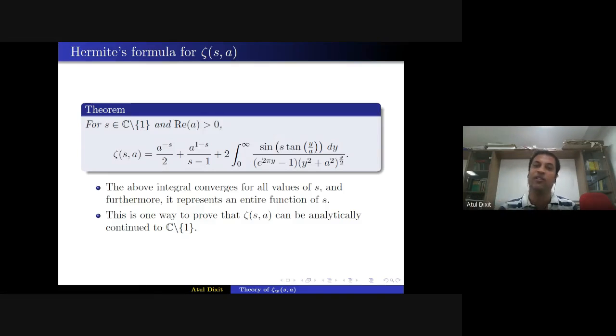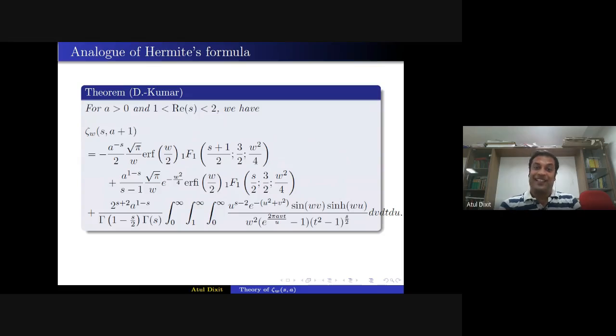So naturally, because our first goal when we encountered this new zeta function was to try to analytically continue it beyond real s greater than 1, we decided to approach it through a generalization of Hermite's formula, because we thought that, okay, if this has a certain generalization which is an entire function of s, that would give us analytic continuation in C minus 1 at once for our zeta function. Unfortunately, that isn't true. Here is our generalization of Hermite's formula for our zeta function.